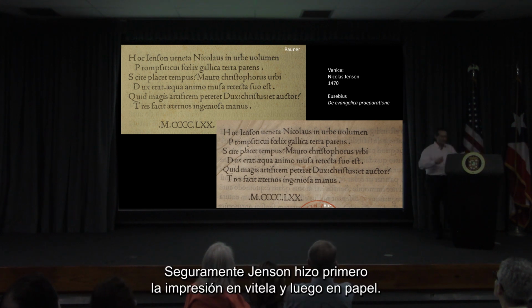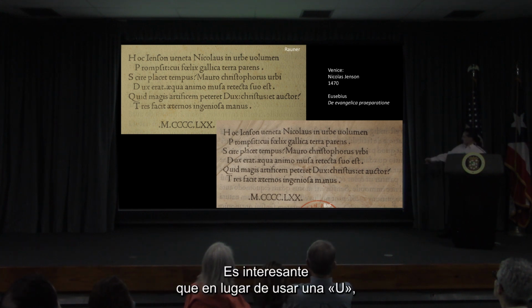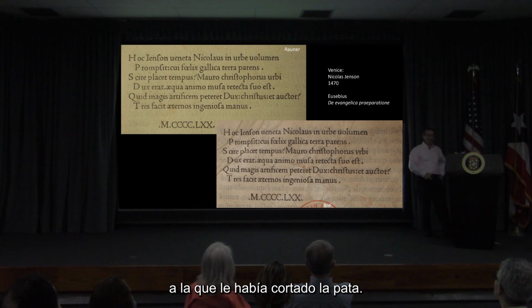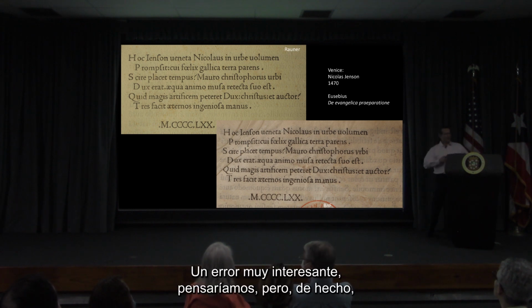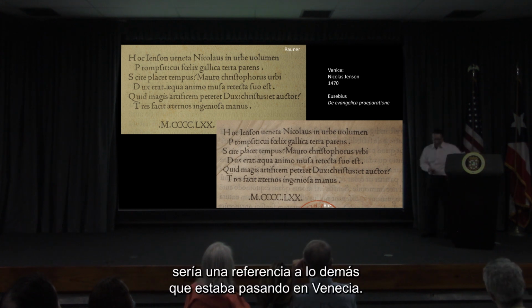Surely Jenson printed first the vellums and later the paper. What is interesting here is that instead of a U, he used a Y to which he had cut the leg. Very interesting, you think, mistake. In fact, it would be a reference to what else was going on in Venice.